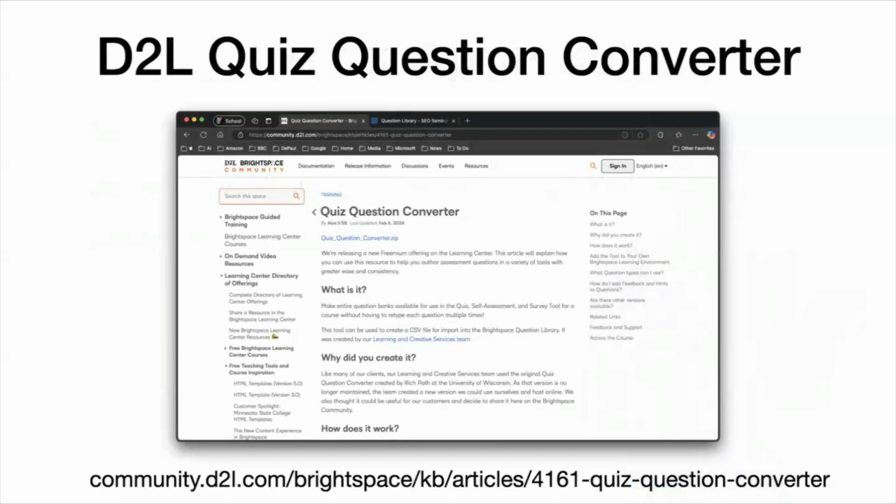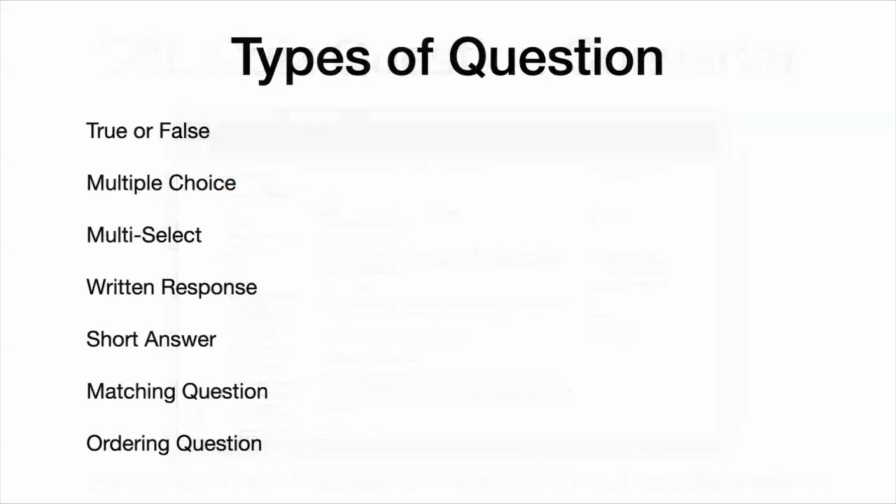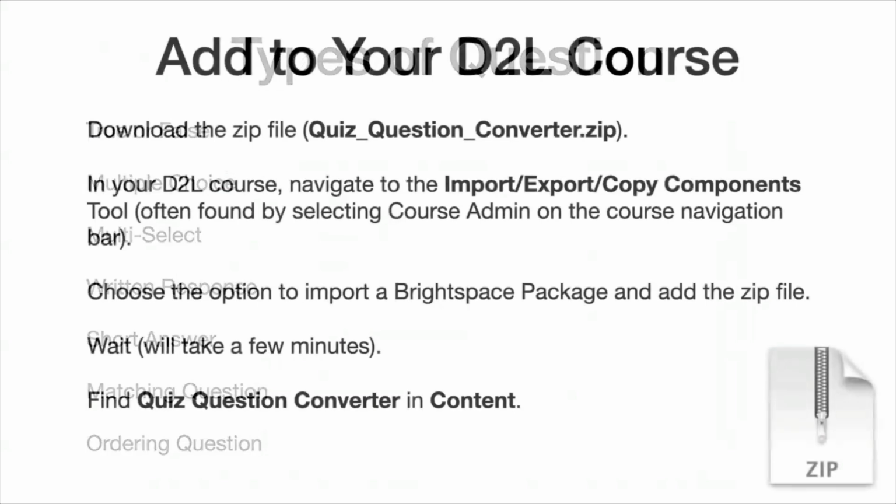There's a tool called the D2L Quiz Question Converter, which is available on the D2L community site. So this is a zip file that you can import into your Desire to Learn course. And what it does is it will take structured content and turn that into types of questions, like the ones you see on screen, that can be loaded as a bulk file into D2L.